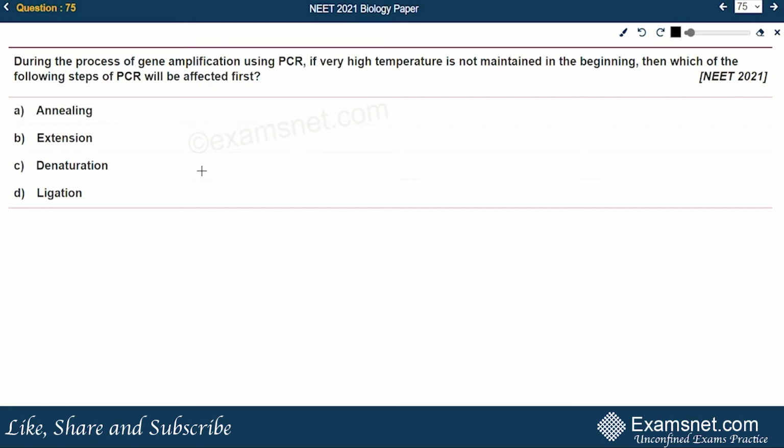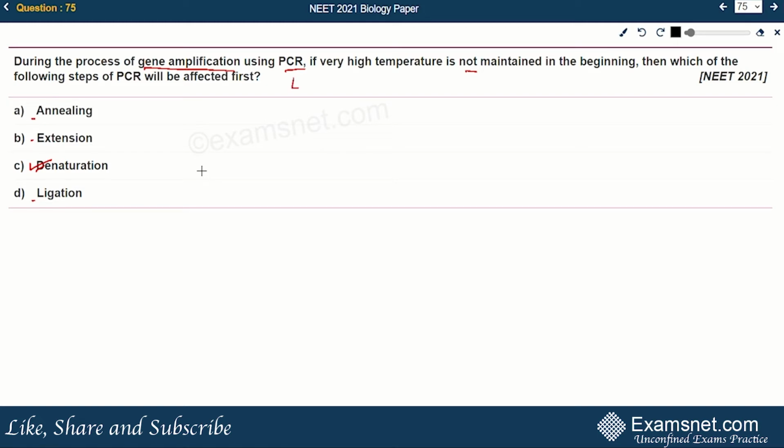Now the next one is question number 75, which is from the chapter Biotechnology, Principles and Processes, class 12. And the question is, during the process of gene amplification using PCR, if very high temperature is not maintained in the beginning, then which of the following steps of PCR will be affected first? And the options are annealing, extension, denaturation and ligation. So the correct option is option C, that is denaturation. Why? Because this is the first step of PCR and it involves the application of high temperature.